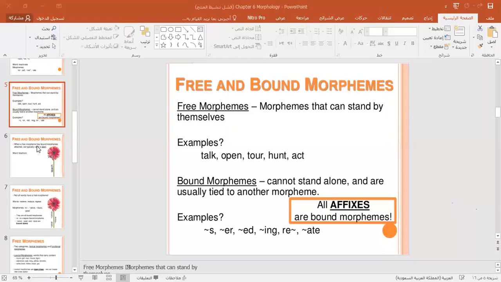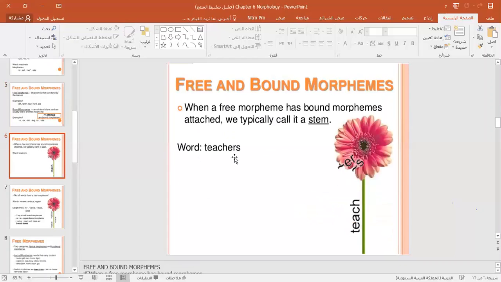So the difference between free and bound morphemes is clear now, I think. Yeah, it's so clear for me now. Another point: when a free morpheme has bound morphemes attached, we typically call it a stem. We call it a stem.